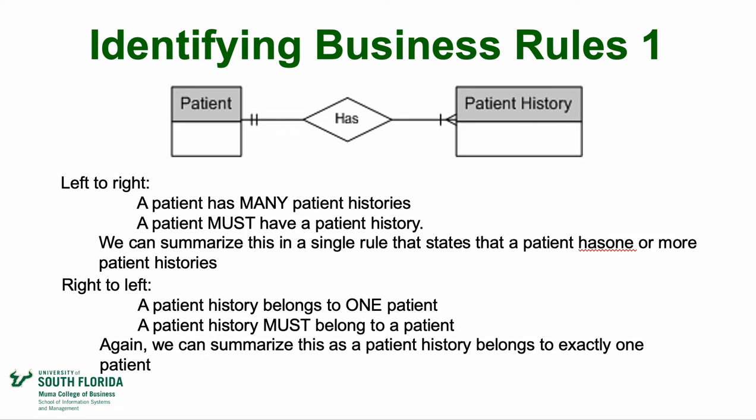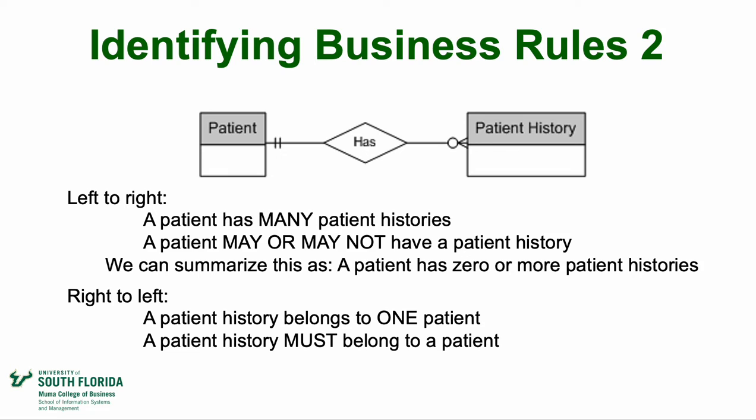Reading from right to left, we can derive the following business rules. A patient history belongs to one patient, indicated by the horizontal bar next to patient. A patient history must belong to a patient. In other words, we cannot have a patient history if we do not have an associated patient. Again, we can summarize these two rules as a patient history belongs to exactly one patient.